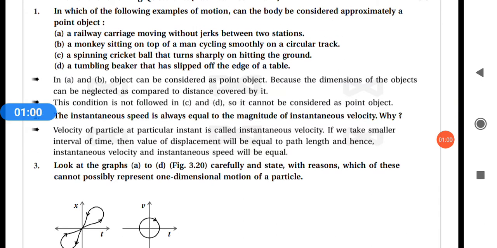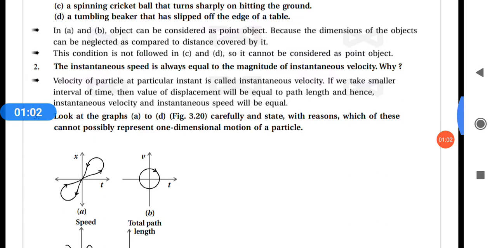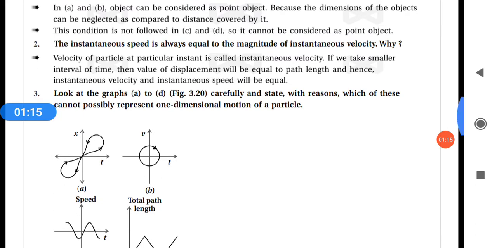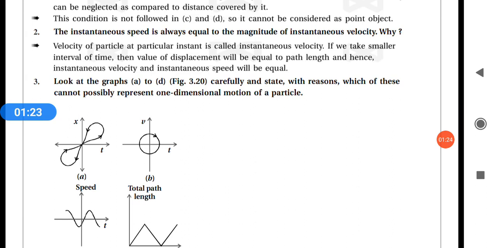Now see here, the second question: the instantaneous speed is always equal to the magnitude of instantaneous velocity. Why? The velocity of a particle at a particular instant is called the instantaneous velocity. If we take a smaller interval of time, then the value of displacement will be equal to the path length, and hence the instantaneous velocity and instantaneous speed will be equal.